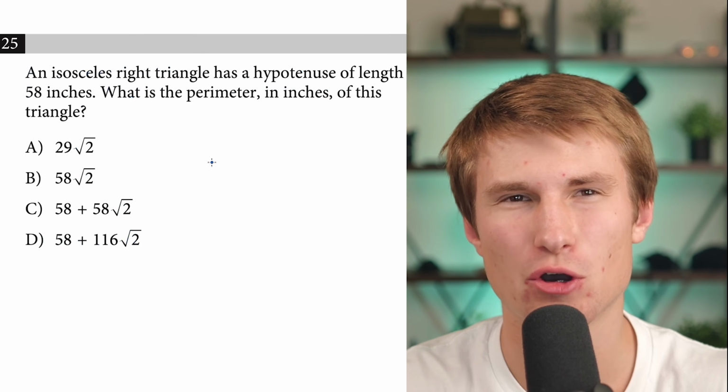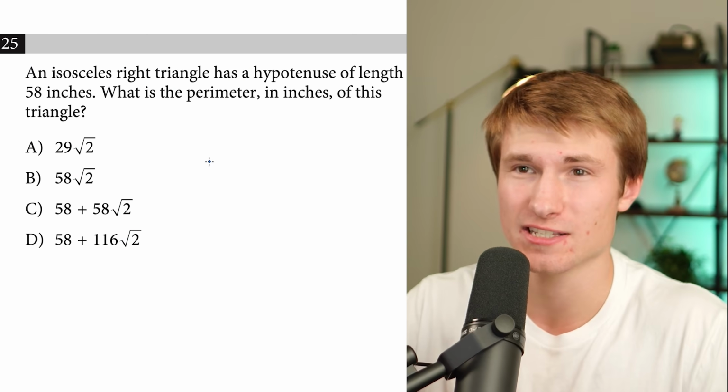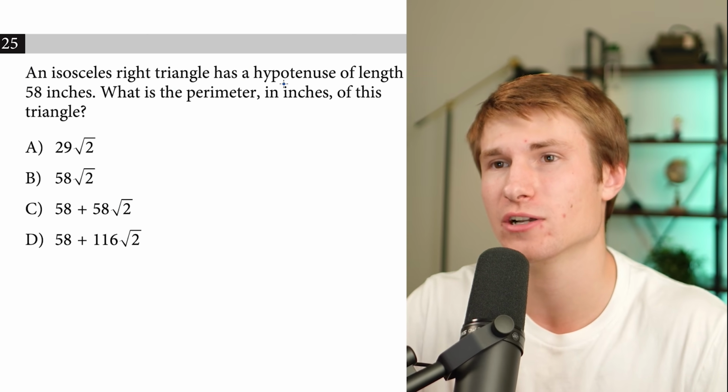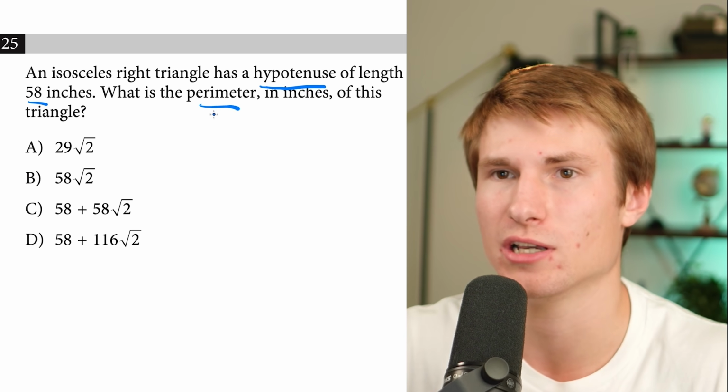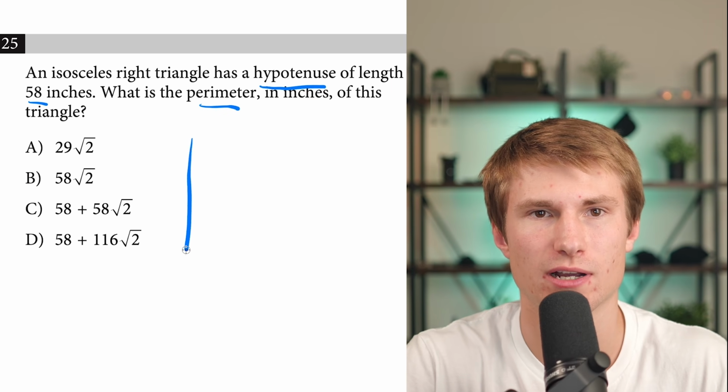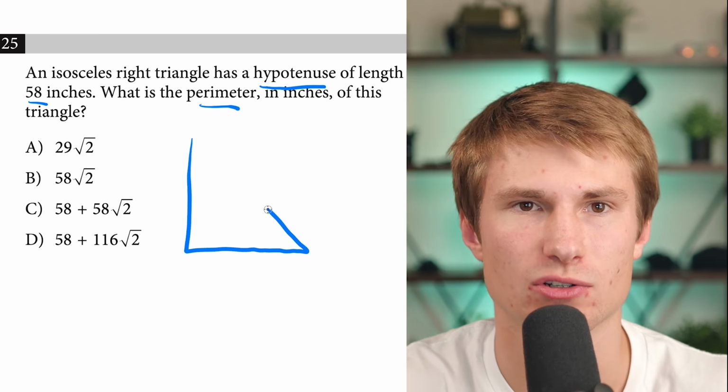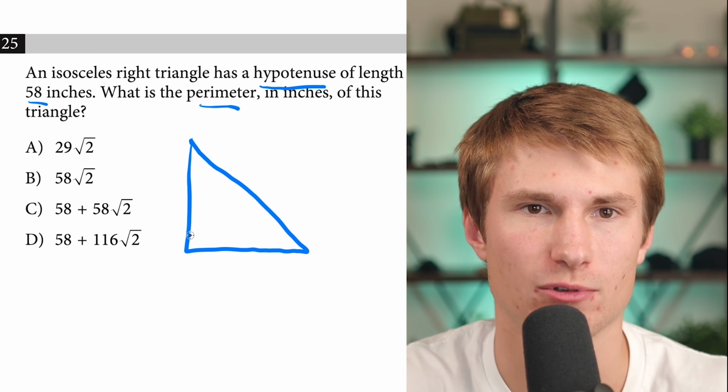Here's something you need to know about isosceles right triangles for the SAT. Question 25 states an isosceles right triangle has a hypotenuse of length 58 inches. What is the perimeter in inches of this triangle? All right, so let's go ahead and write this out. Anytime you're given a triangle or a circle question on the SAT, it's usually helpful to write it out.